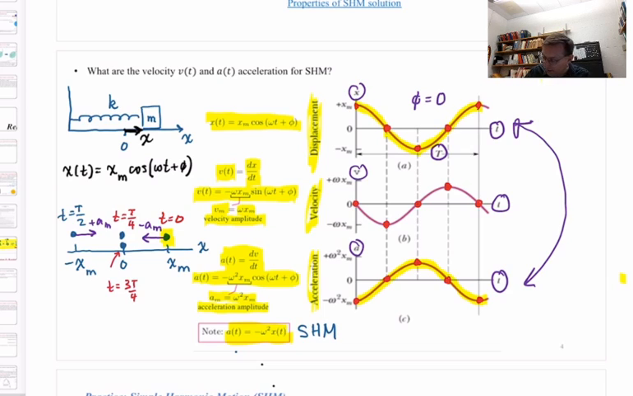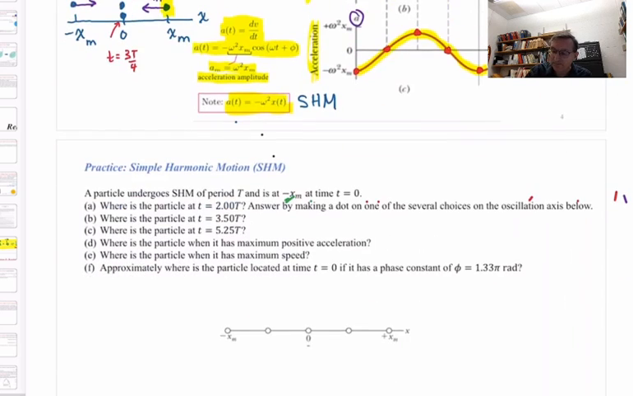Okay, so the last thing I want to do in this video is a little more practice. Practice is always good with the properties of simple harmonic motion, SHM. Here's what we're told. A particle undergoes simple harmonic motion of some period capital T, and now we're going to tell you something about what it was doing when the clock reads 0 at time 0. It's at a displacement negative x max at time 0. Okay, that's the information we're given.